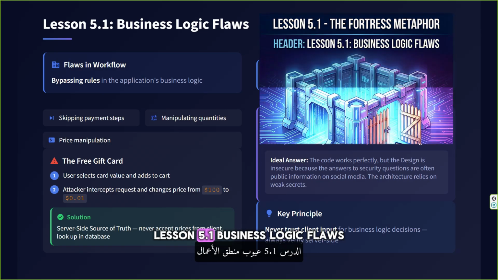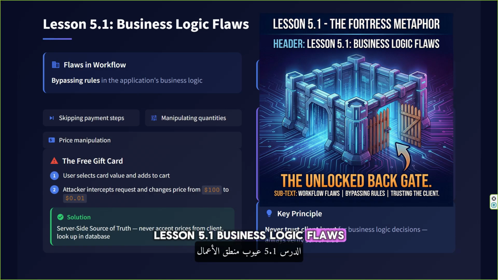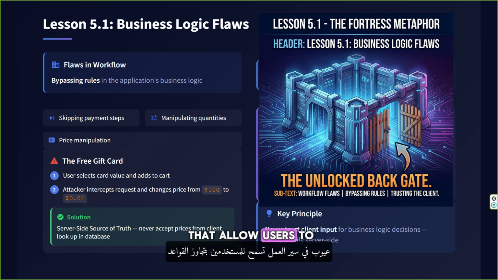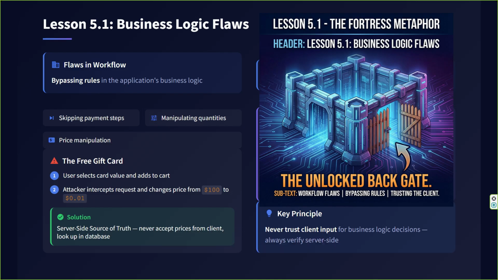Lesson 5.1, Business Logic Flaws. Context: building a fortress with impenetrable walls but leaving the back gate unlocked because it is convenient for the gardener. We need to identify flaws in the workflow that allow users to bypass rules. Common flaws include skipping payment steps or manipulating quantities.